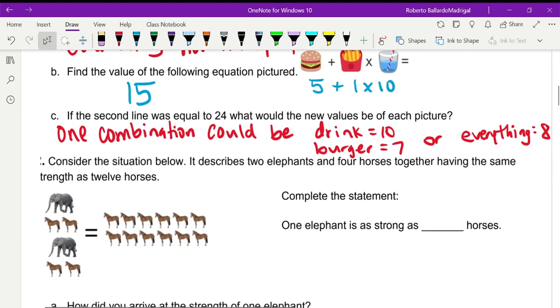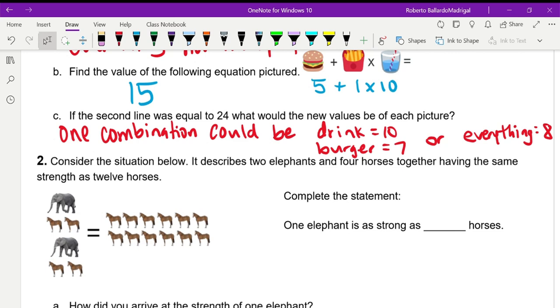Now, realistically, you could pick any values as long as they add up to 24. Picking 8 just means that everything is worth the same. But you could do any combination, like the drink is 11, and then each burger is like 6.5 or whatever. Stuff like that. You can just kind of make your own as you go.